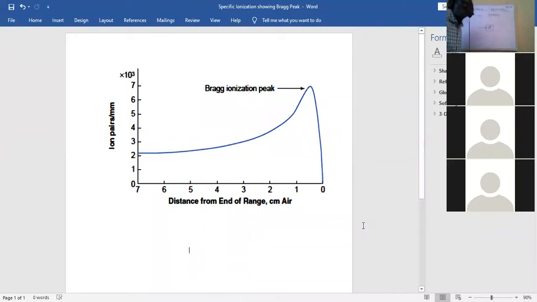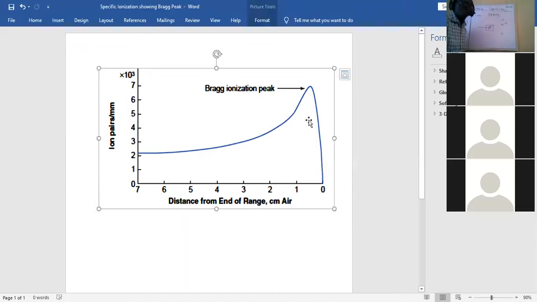We need to know these things because some of these things happen. That is why we can't use some heavy charged particles like a proton or alpha 2 plus for medical imaging, whereas we use electrons and gamma rays and so on, because we don't need this. There is no need for us to have this Bragg ionization peak. So let's stop the share and continue.